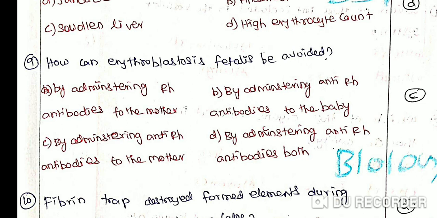How can erythroblastosis fetalis be avoided? Option A, by administering Rh antibodies to the mother. Option B, by administering anti-Rh antibodies to the baby. Option C, by administering anti-Rh antibodies to the mother. Option D, by administering anti-Rh antibodies to both. The correct answer is option C, by administering anti-Rh antibodies to the mother. When a Rh negative mother produces antibodies to an antigen in the blood of a Rh positive fetus, it leads to a condition known as erythroblastosis fetalis. It can be avoided by administering anti-Rh antibodies to the mother.